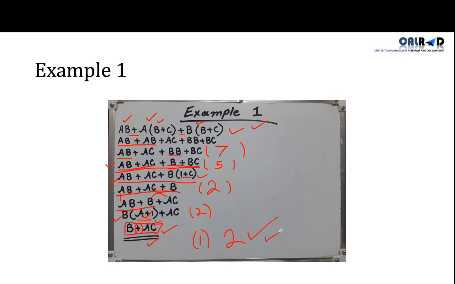So let's revise this example again. This was the first equation, and we applied rule 7, rule 5, rule 2 and rule 2 again to simplify this equation and get our simple equation, B plus AC. I know you will find it a little bit complicated, but you have to practice. Practice this example 1 at least 4 to 5 times, again and again, the same example.